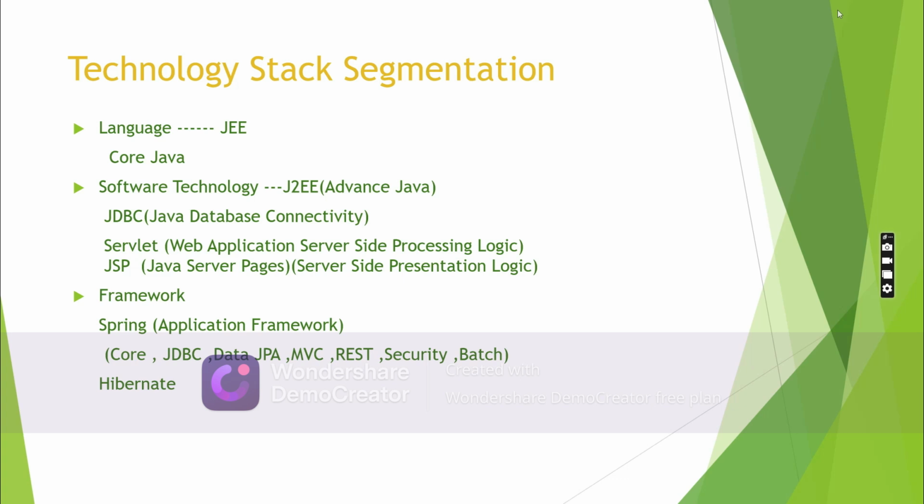Next, let's talk about frameworks in Java. One of the most popular frameworks is Spring, which is an application framework that includes a set of modules such as core module, JDBC module, ORM module, data JPA module, MVC module, REST module, security module, and Spring Batch, and among others there are also. These modules are widely used in application development. And additionally, Spring Boot provides auto configuration features to simplify the setup and development of Spring applications.